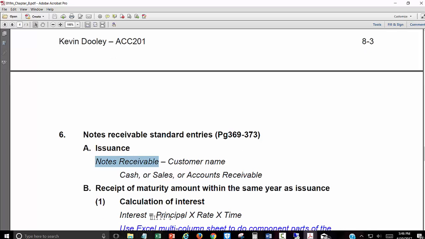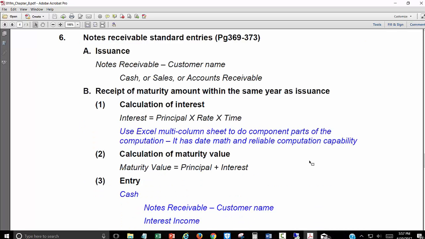You just take the principal amount of the note times the interest rate times the time factor. And the time factor is typically a fraction of a year. The rate is typically the annual percentage rate. So we can calculate our interest due on the date that we collect the note receivable by taking the principal amount of the note times the interest rate times the time factor.